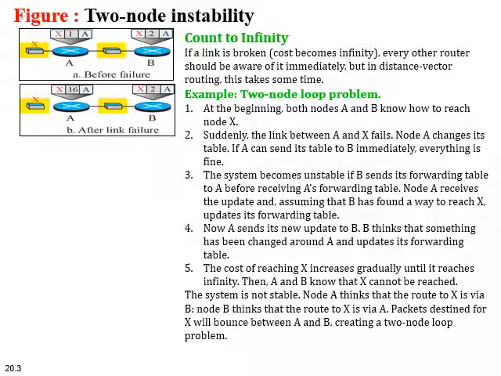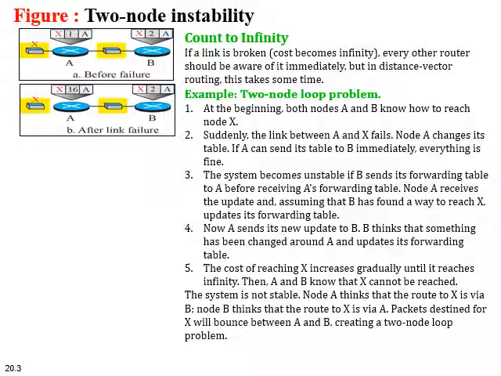Now suddenly the link between A and X fails. Node A changes its table. If A can send its table to B immediately, everything is fine. But in the distance vector algorithm, it takes some time to share its updated table. A will share its updated table with B after a little delay. Because of that, the problem arises.